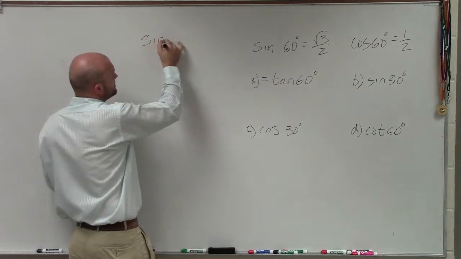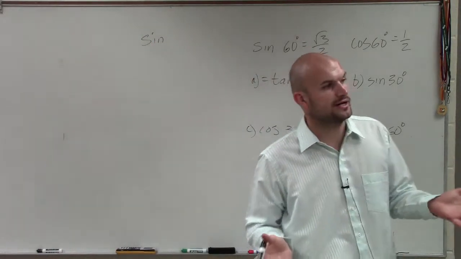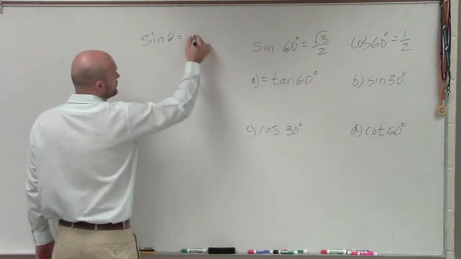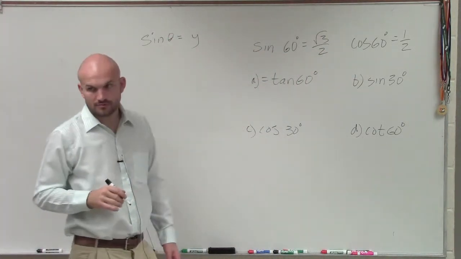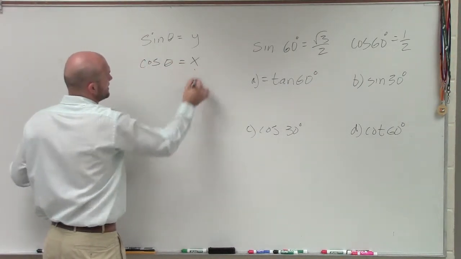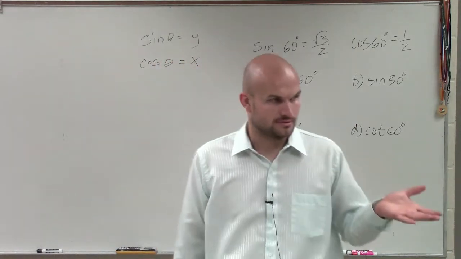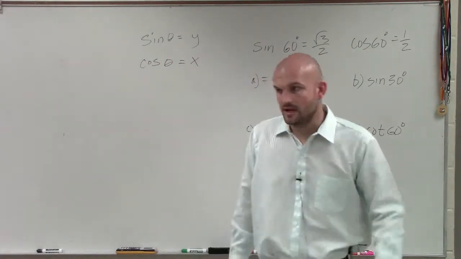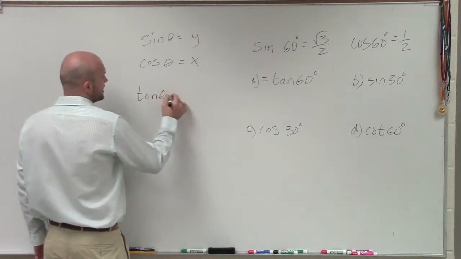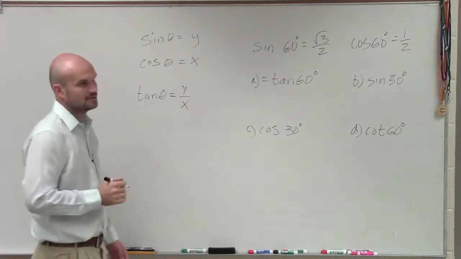If you remember when we were talking about coordinate points, the sine of theta represented the y coordinate on the unit circle. The cosine of theta represented the x coordinate when we have an angle that produced a point on the unit circle. Do you remember that? And then tangent of theta equaled y over x.